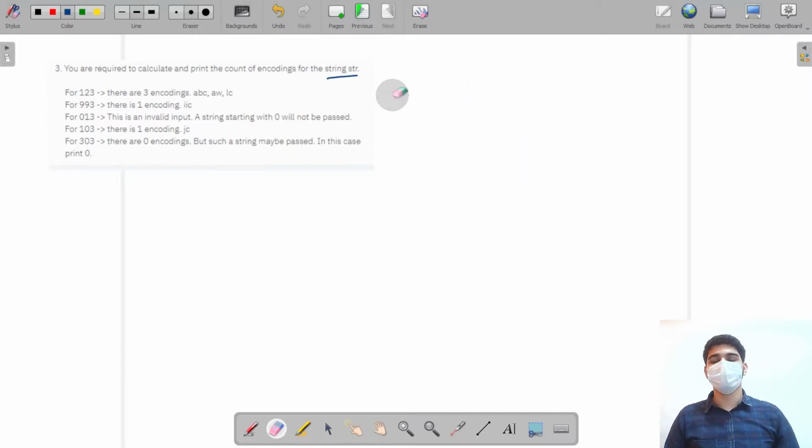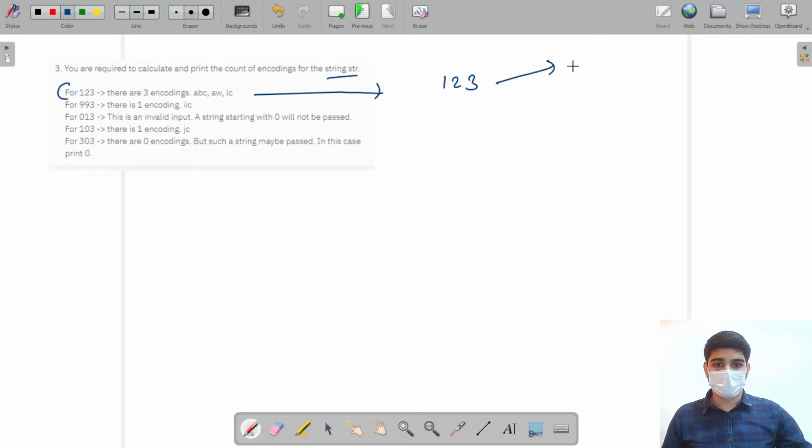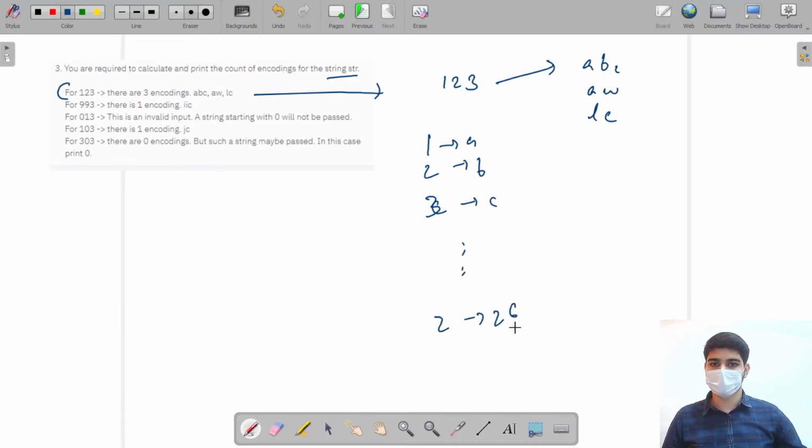Now we have to count the encodings. What do we mean by encodings? So if we take the very first example that we have over here, 1, 2, 3, the encodings of 1, 2, 3 are A, B, C, A, W, and L, C. This is because 1 accounts for A, 2 accounts for B, 3 accounts for C, and so on and so forth. Z accounts for 26.